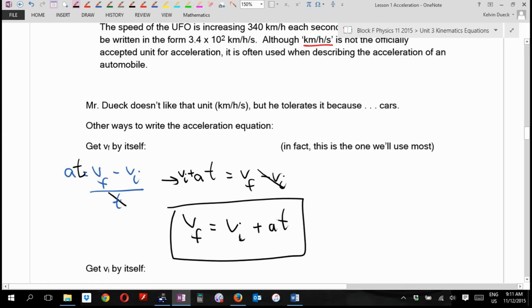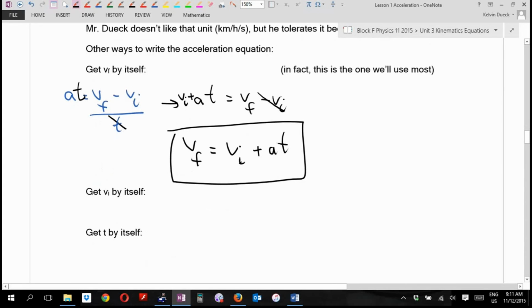Okay? We could also get the VI by itself. How would I get the VI by itself? What else is on the same side as the VI? AT. What's the AT doing to the VI? Plussing, so how would I move the AT over? You want another equation? Another equation would be the VF would drop down like a domino. It'd be a minus AT. Don't write this down. I could do this, except we like seeing the thing by itself on the left-hand side. So I'll put it there. VI equals VF minus AT.